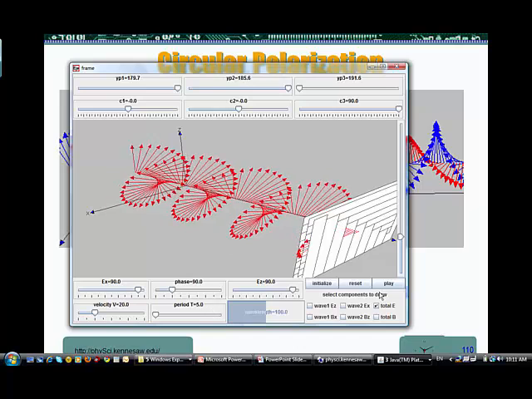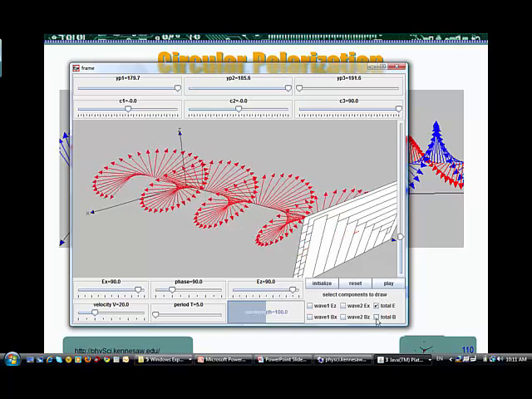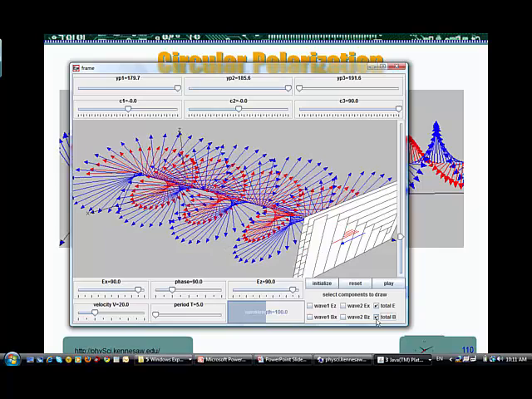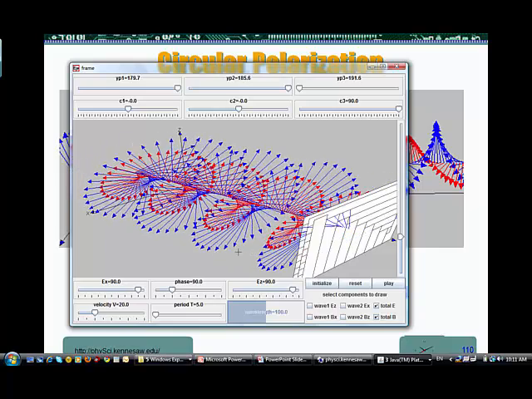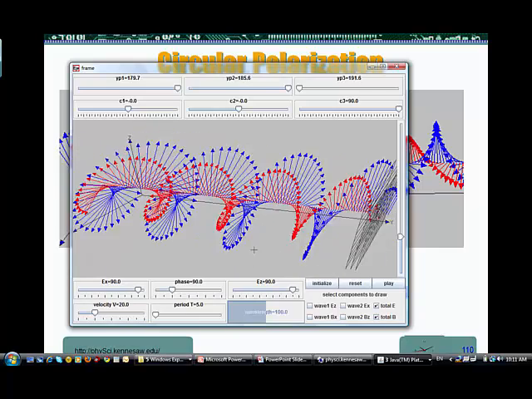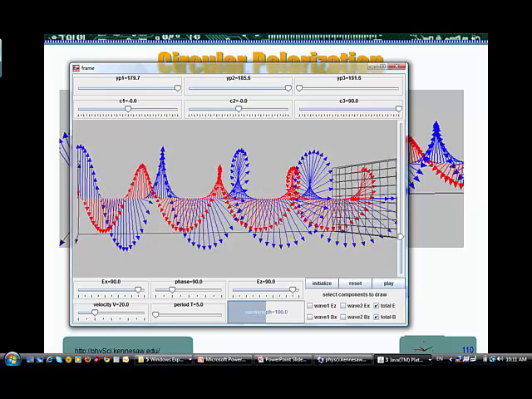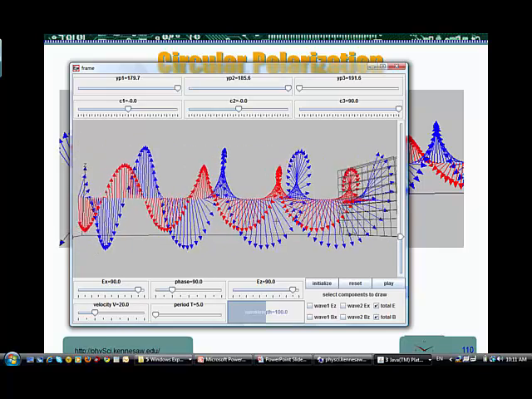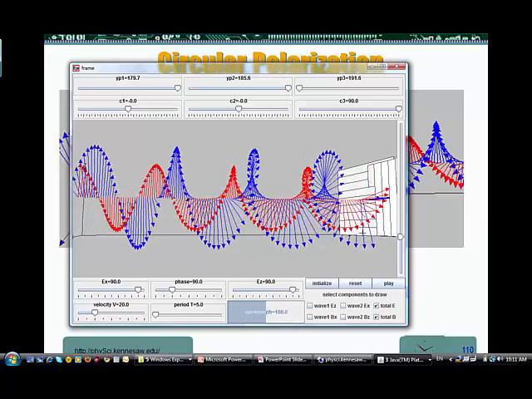Now if we have the magnetic field showing too, the tip of the magnetic field is also going to be going around in a circle, but that circle is going to be, so you see it differently. Isn't that quite neat? Okay, beautiful, I think.